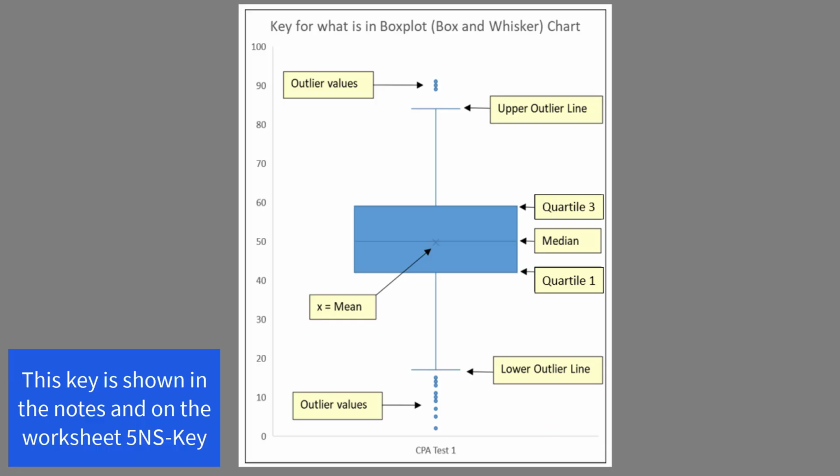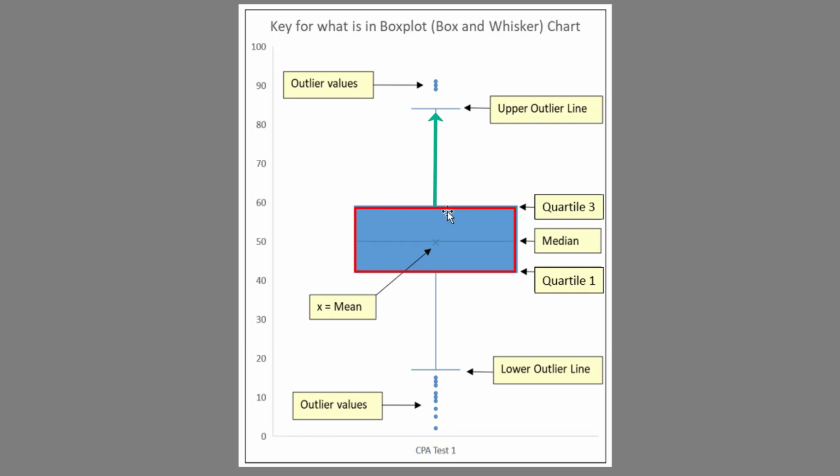in Excel. Now here's a Box and Whisker Chart that shows the CPA data for test number 1. Now you can see the box here and the whiskers above and below. Now the box is made up of quartile 1, 2, and 3. That represents from about 60 to about 42, the middle 50% of the data for test number 1. The X represents the mean. Since this is the median and the mean is below the median, that means there's probably some small values pulling the mean down away from the median.